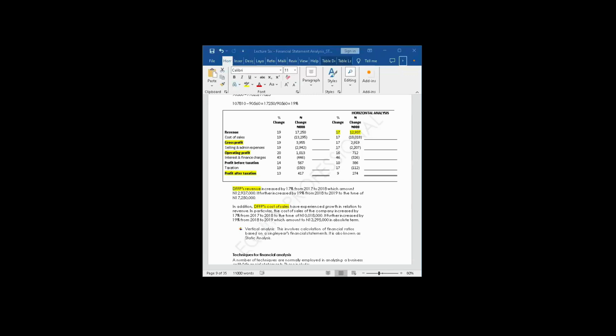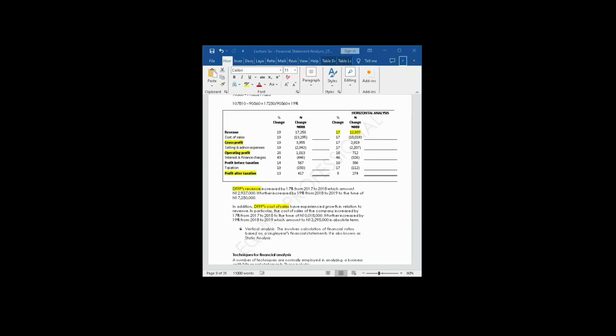Robin, you made the correction. Okay, good. DFFP's, yes, I got that. Zainab: DFFP's gross profit increased by 17% from 2017 to 2018, amounting to this. Good.